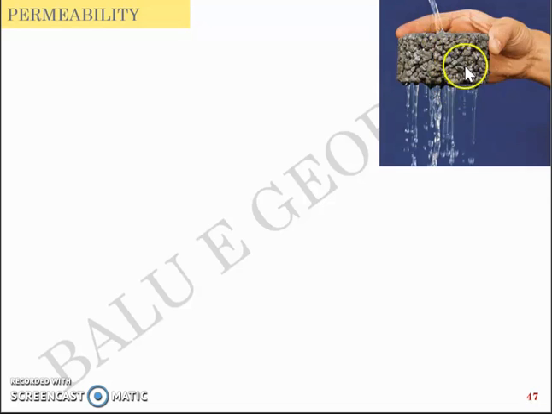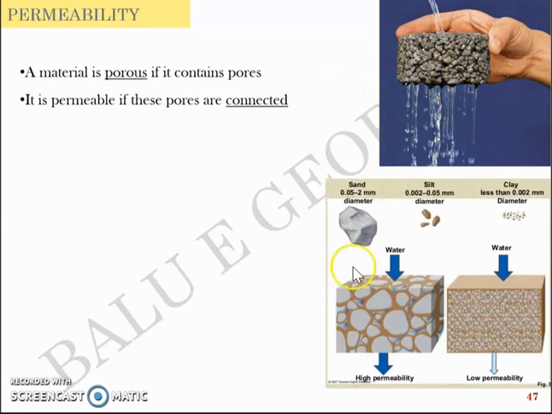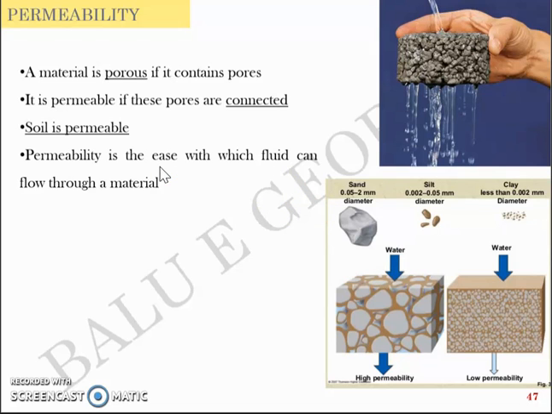So the interconnected pore spaces will act as a pathway for the water, or in general any fluid and material, to pass through it. So a material is porous if it contains pores, and it's permeable if these pores are interconnected. So just like concrete, soil is also permeable. And permeability, by definition, is the ease with which fluid can flow through a material.